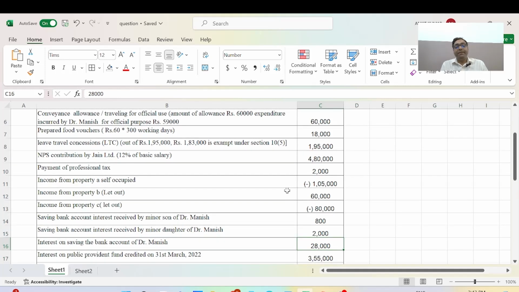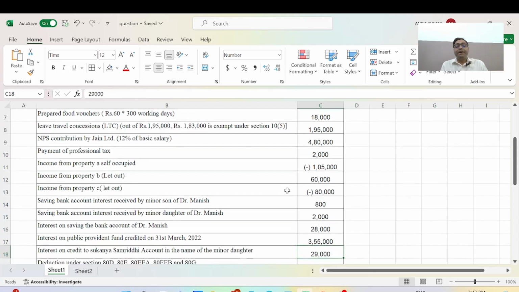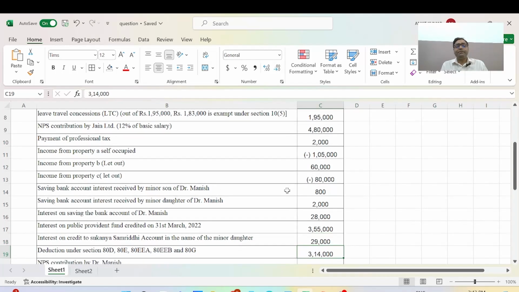Interest on the savings bank account of Dr. Manish is 28,000 rupees. Interest on public provident fund credited on 31st March 2022 is 3,55,000, and interest credited to the Sukanya Samriddhi account in the name of the minor daughter of Dr. Manish is 29,000 rupees.